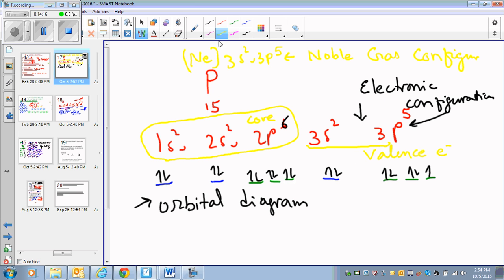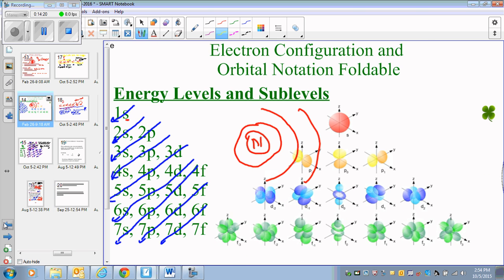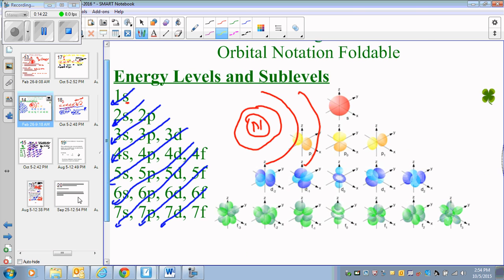So this completes all the information that you need to learn on electronic configuration. Make sure you practice all the questions, and you should know all the scientists, you should know all the sublevels, you need to know how many electrons go into each sublevel.